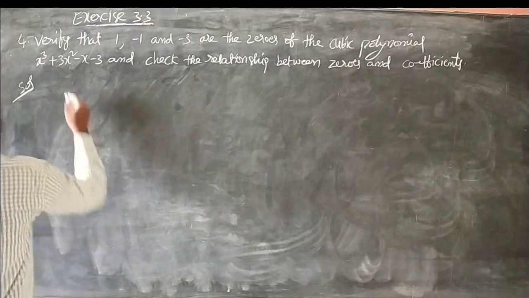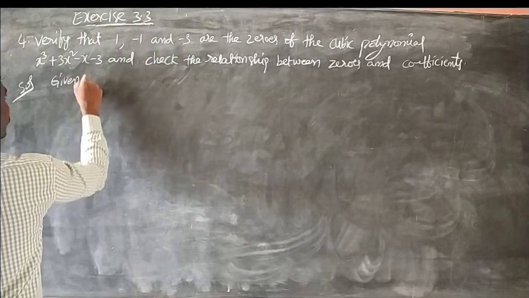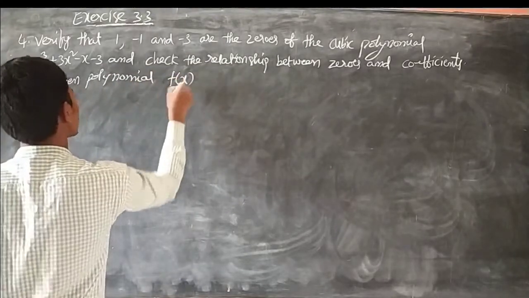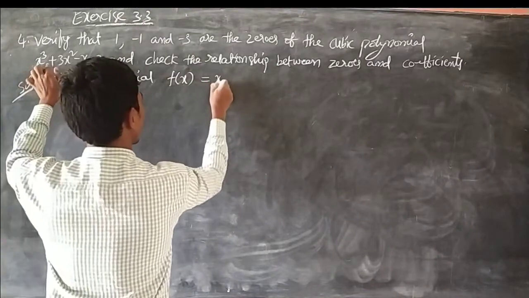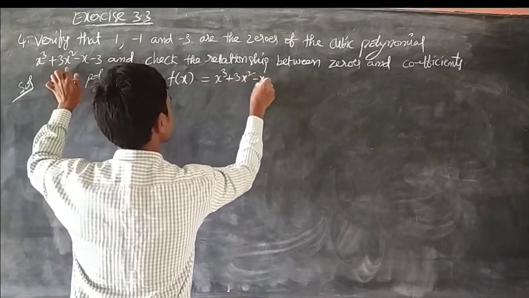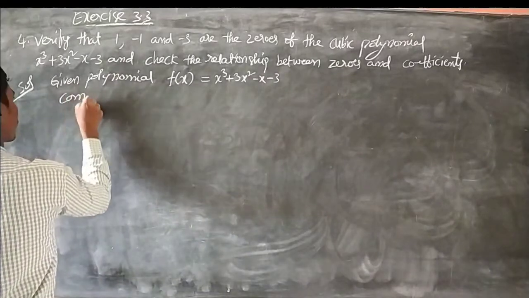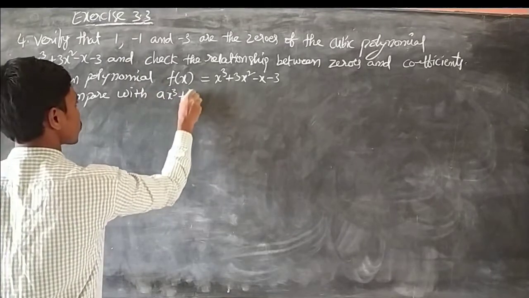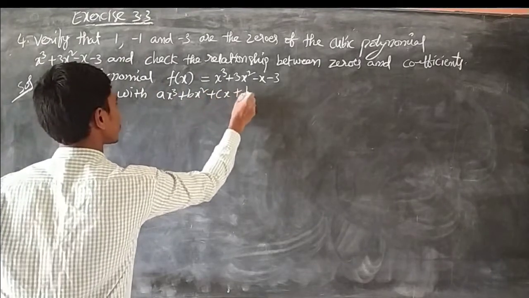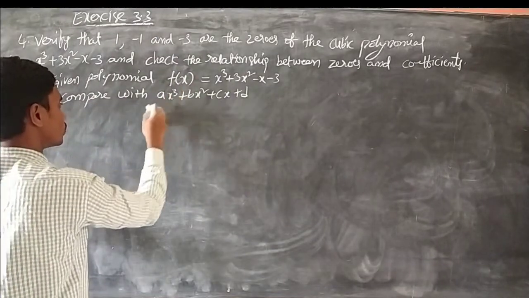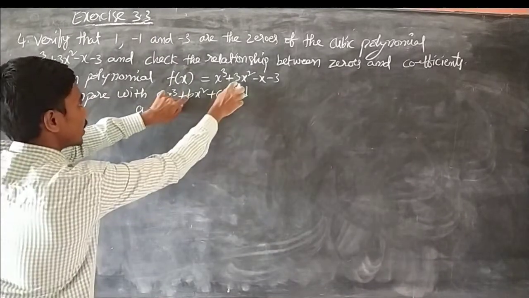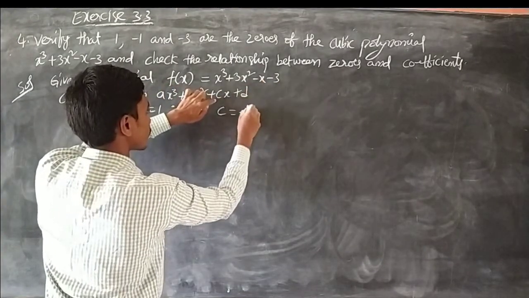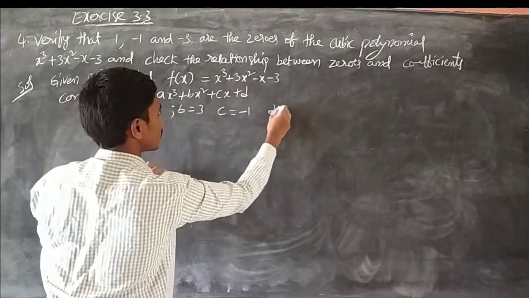Solution for this given polynomial: take it as f of x, which is equal to x cube plus 3x square minus x minus 3. Compare with the general form ax cube plus bx square plus cx plus d. From comparison, a is equal to 1, b is equal to 3, c is equal to the x coefficient, minus 1, and d, the constant, is minus 3.